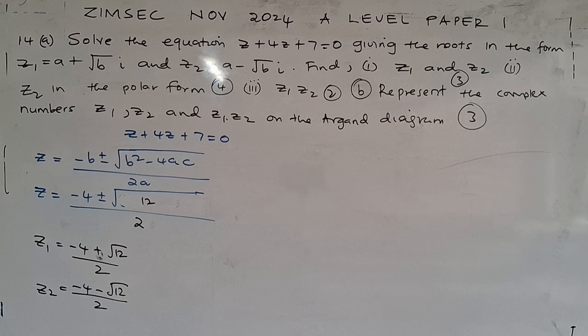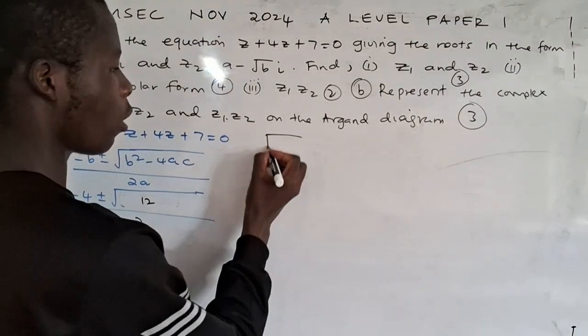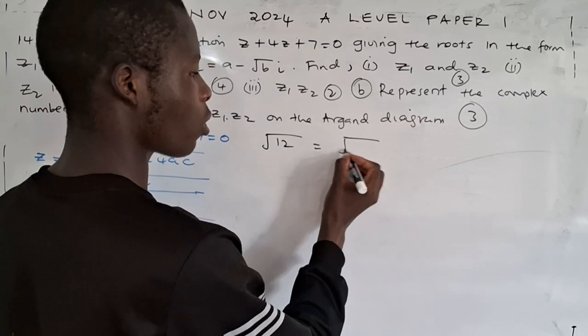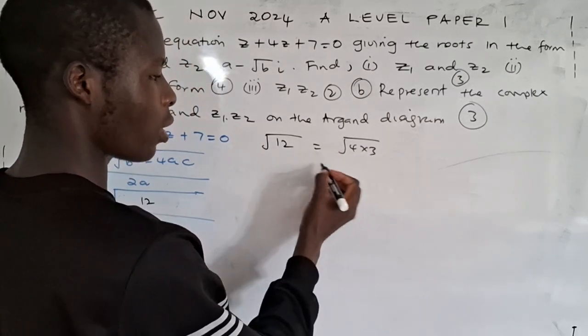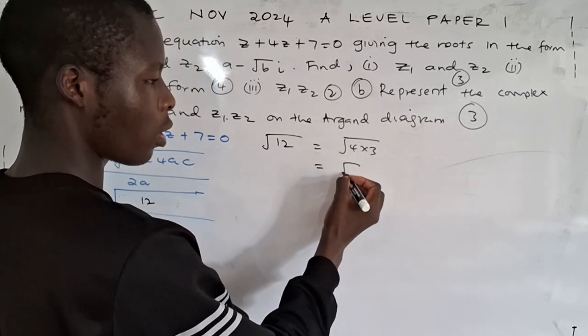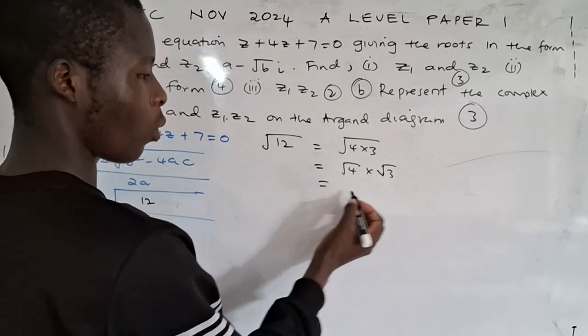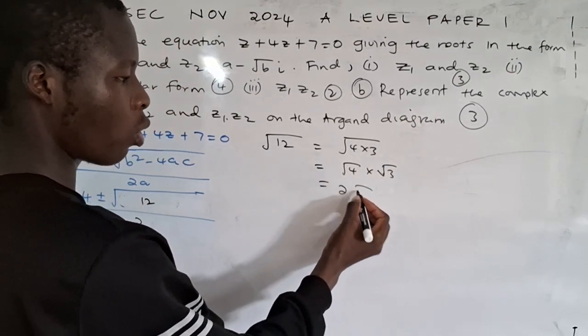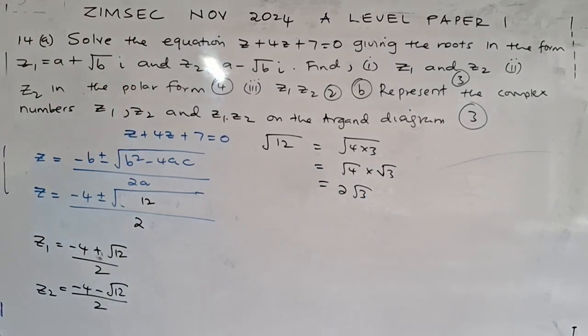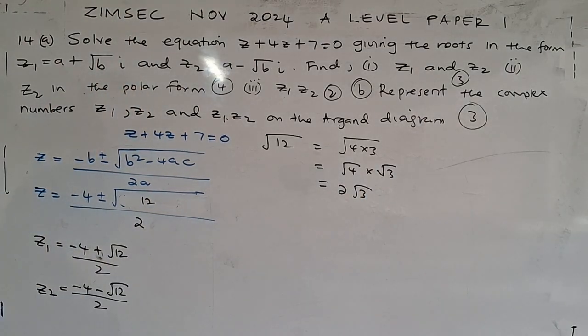But see, the square root of 12 can be simplified. The square root of 12 is nothing but the square root of 4 times 3, which simply means the square root of 4 times the square root of 3. What is the square root of 4? This is 2. So this will give us 2 root 3.